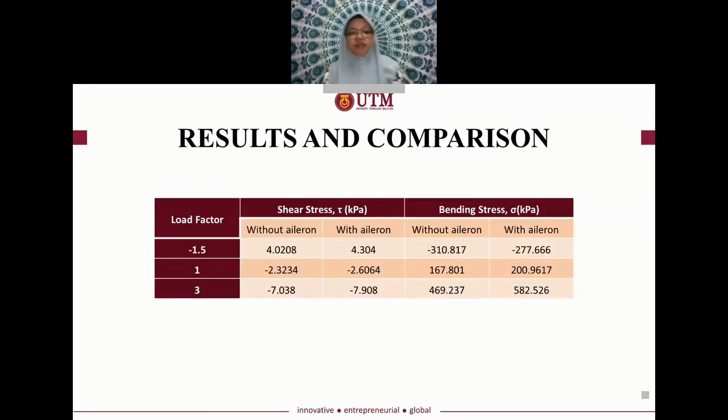We can see here from the table shown that a wing with aileron should be able to withstand slightly more stress than one without aileron, or in simpler words, a wing with aileron should be stronger than one without. This is because an aileron is just like flaps.